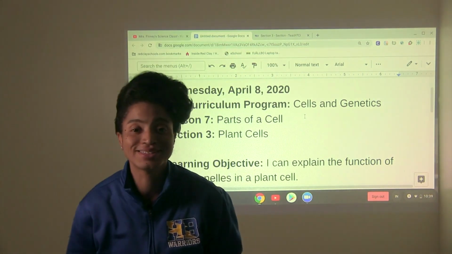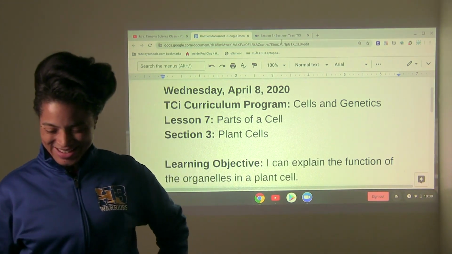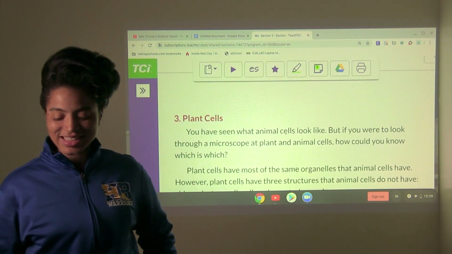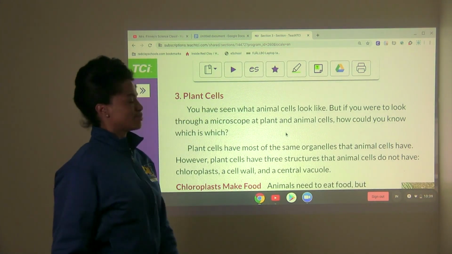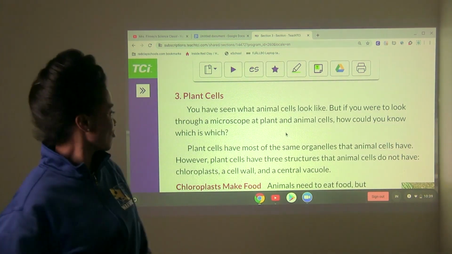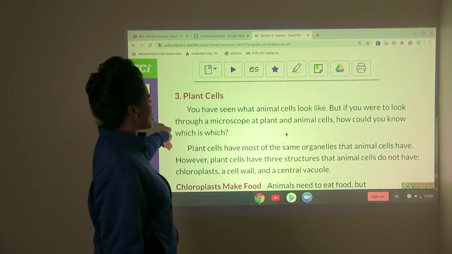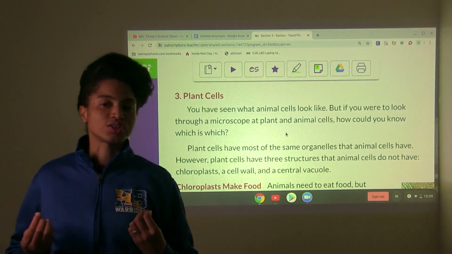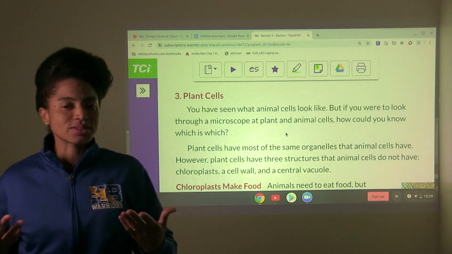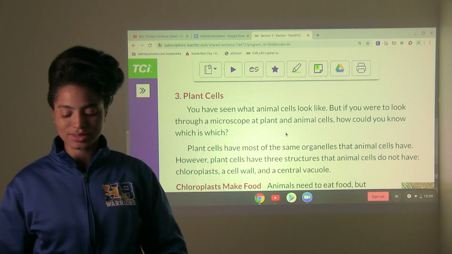Lovely plants. Okay, moving on. Here we go. Section 3, plant cells. It says, you have seen what animal cells look like, but if you were to look through a microscope at plant and animal cells, how could you know which is which? What is the difference between the two? We'll talk about that as well.